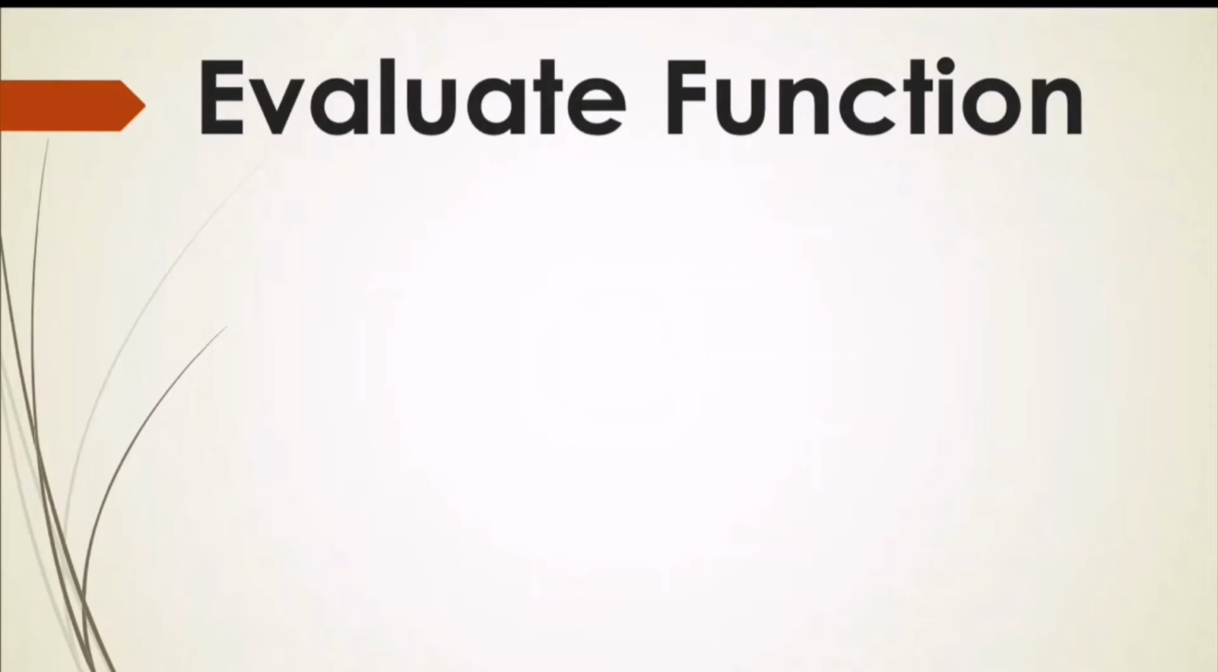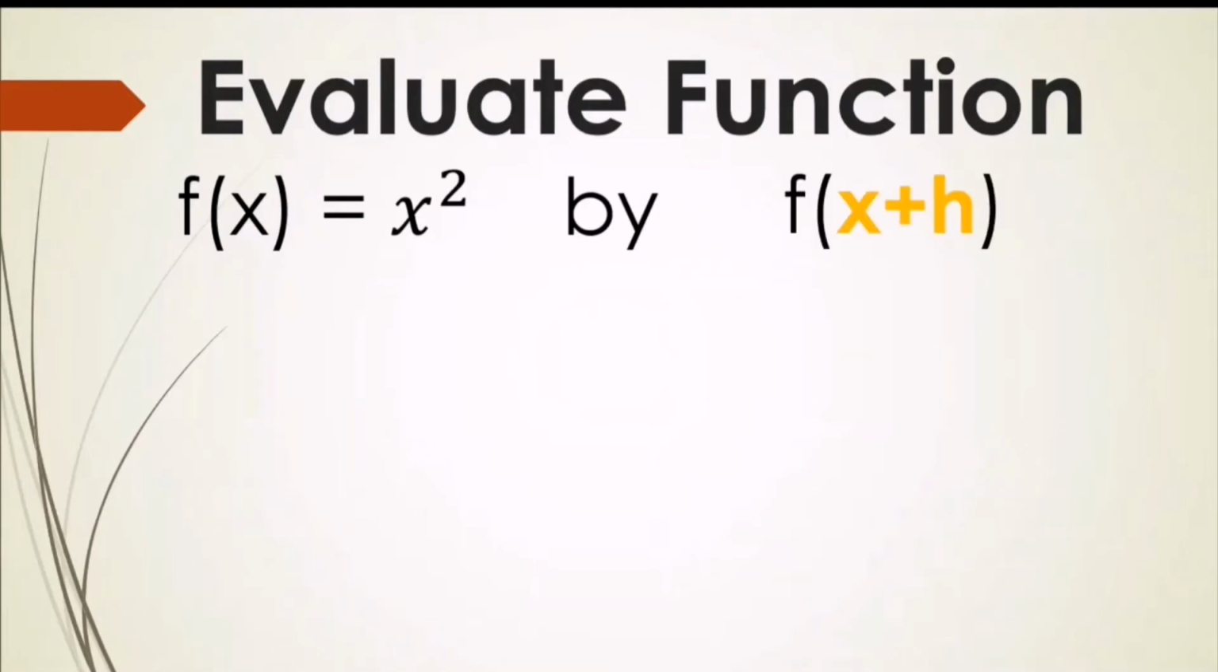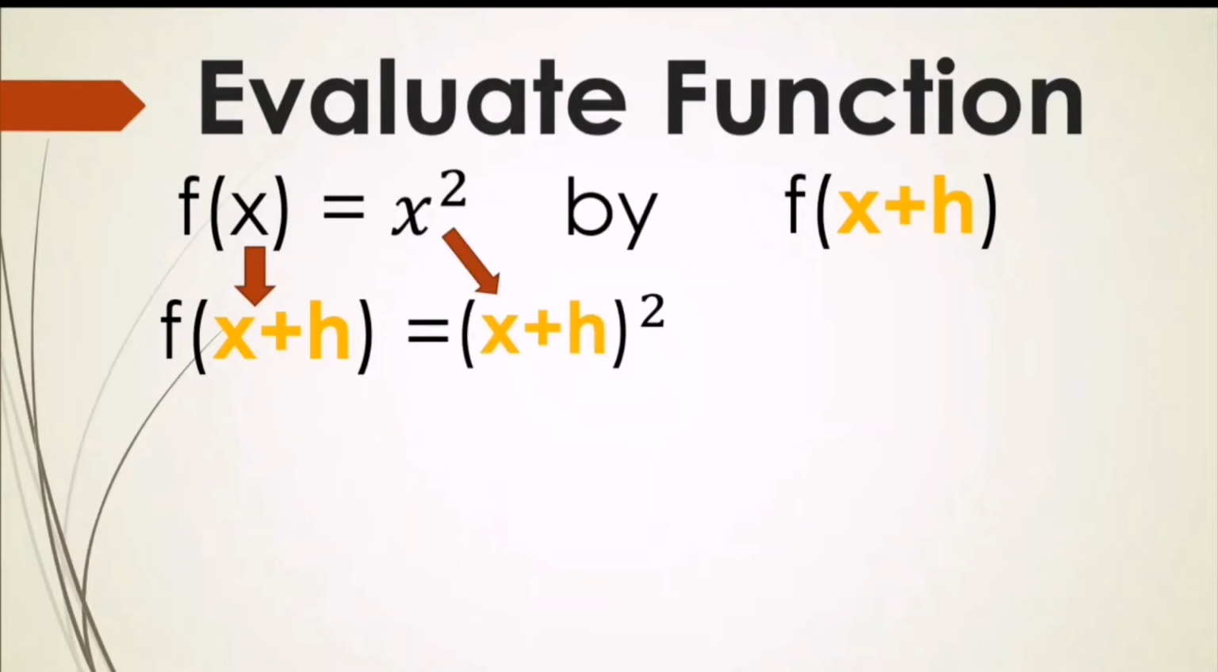The function f of x is defined as f of x is equals to x to the second power. Find the value of f of x plus h. Again, the first step is to substitute the value of x into x plus h. That's why from f of x, it becomes f of x plus h is equals to x squared. So since there is an x, we substitute the value. That's why it is the square of the quantity x plus h.